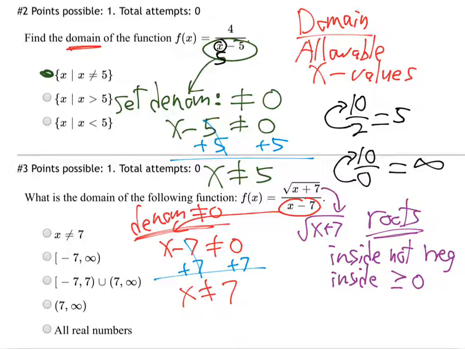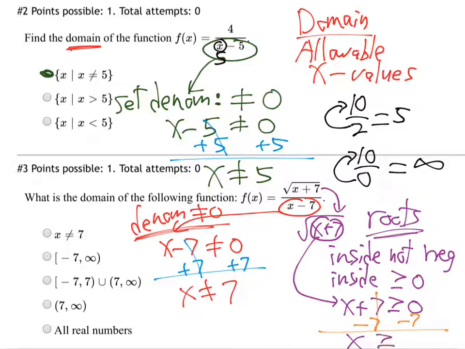0 or positive, huh? So what we're saying is you grab just the inside and you say, hey, inside, you've got to be greater than or equal to 0. You can't be negative. You've got to be 0 or bigger. And then we solve that for x. Subtract 7. So x is greater than or equal to negative 7.